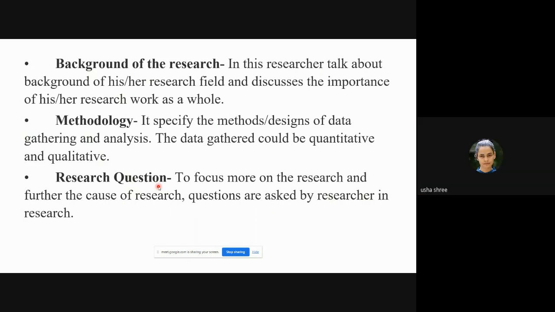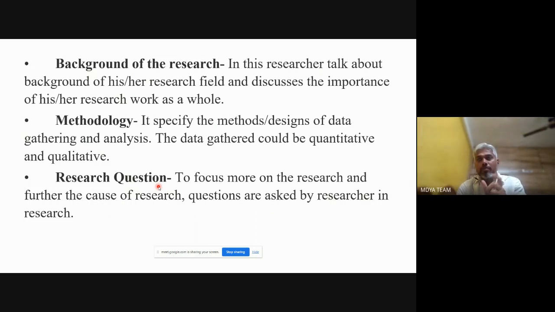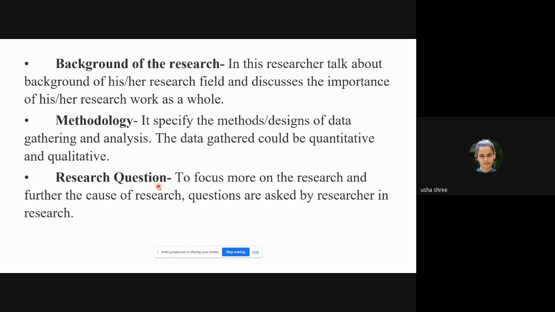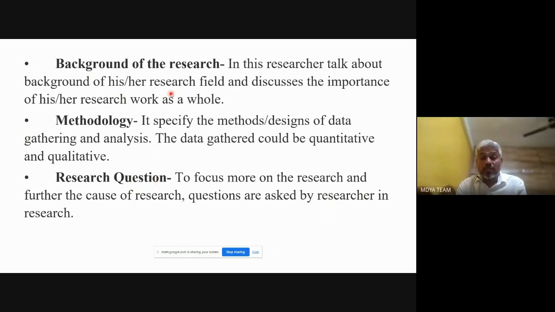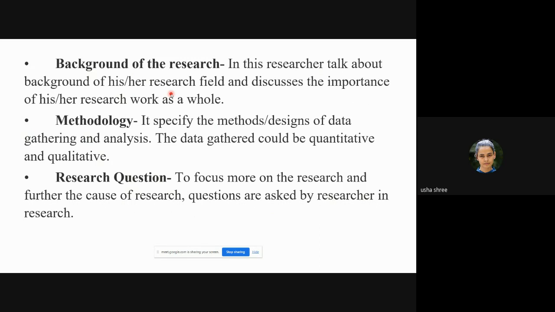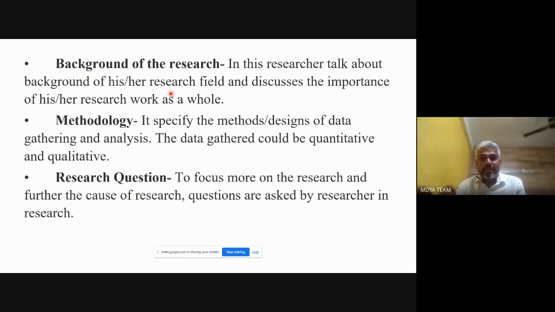What is the difference between the problem and what we give in the background, sir? Don't we talk about the same thing in the background also, what we are doing? See, in the background of the research, what researchers talk about is the research field and they discuss the importance of their research work as a whole.